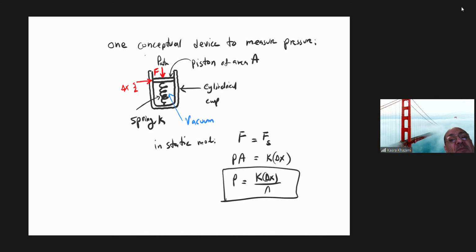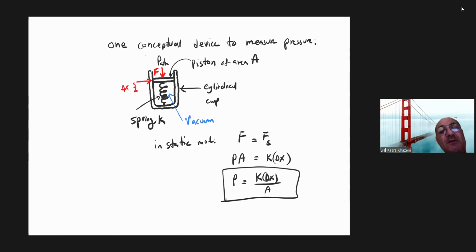Okay. So that's one quick and dirty way to create a device that measures the pressure of the atmosphere. Because we know pressure is force per unit area. That's pretty much what this thing means. All right.